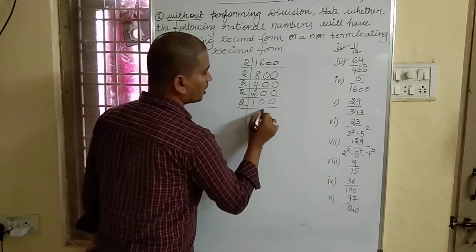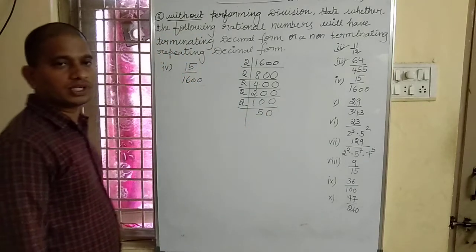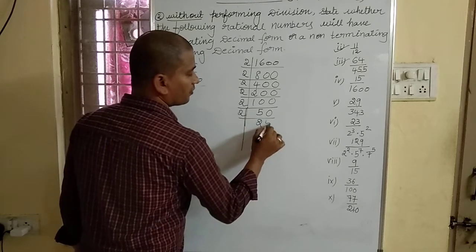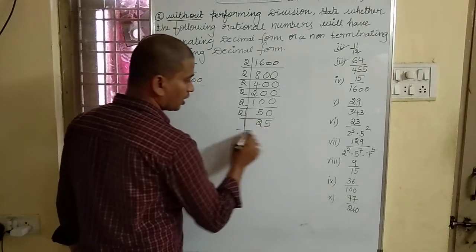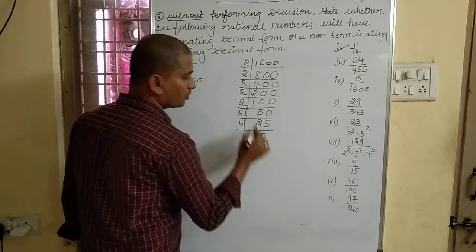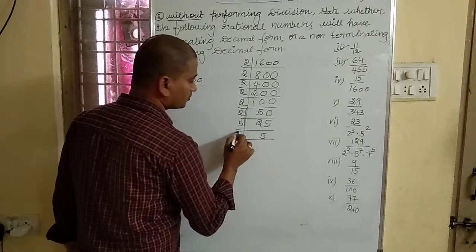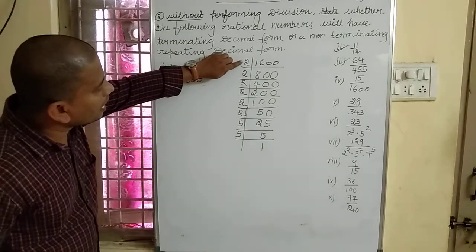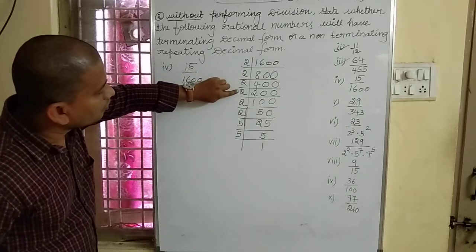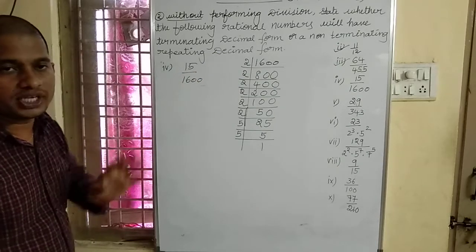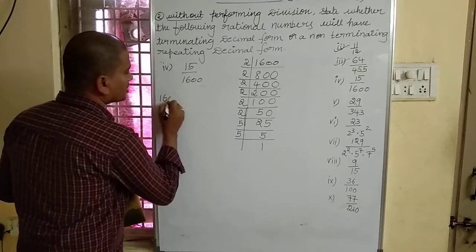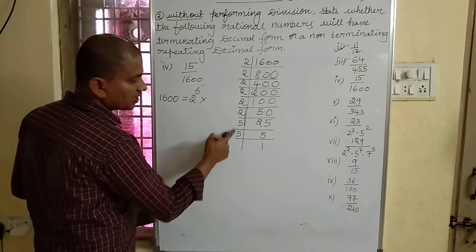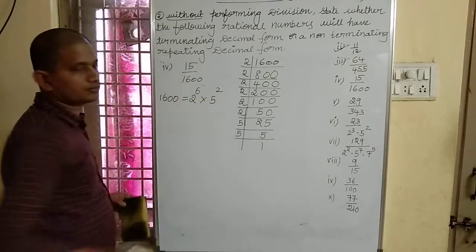2 how many are 100? 2 50s are 100. Again the 2 table. 2 25s are 50. Now let us go with the 5 table. 5 5s are 25. 5 1s are 5. You can check here, 2 is repeating how many times? 1, 2, 3, 4, 5, 6. 2 is repeating 6 times. I can write 1600 as 2 power 6 into 5 square.